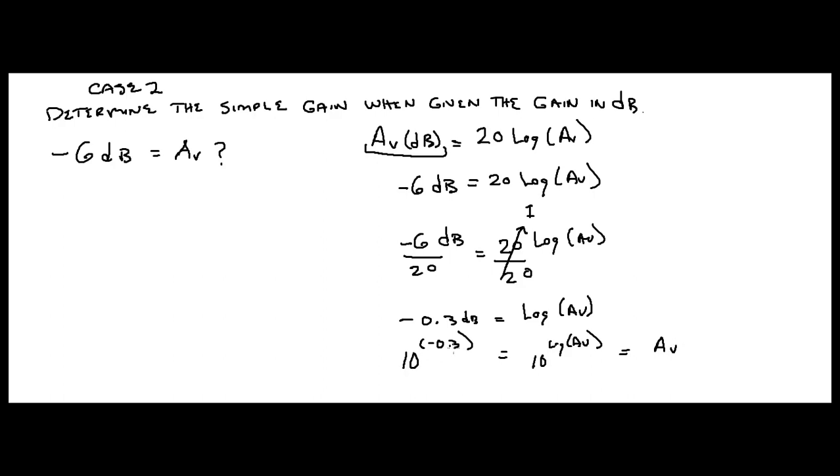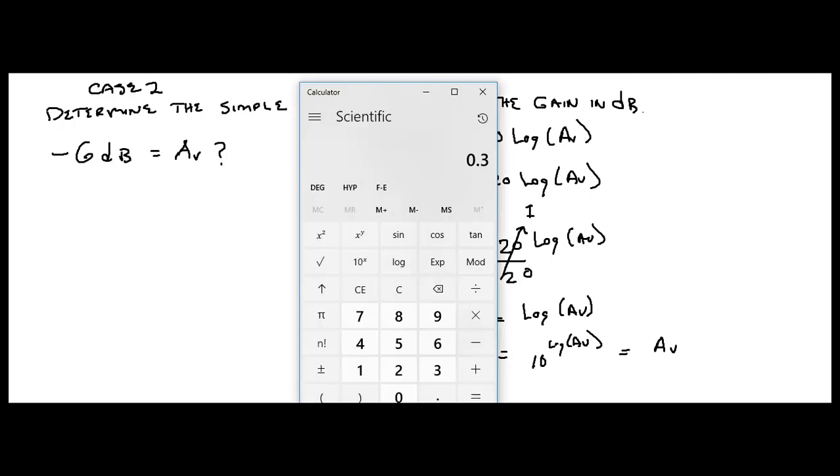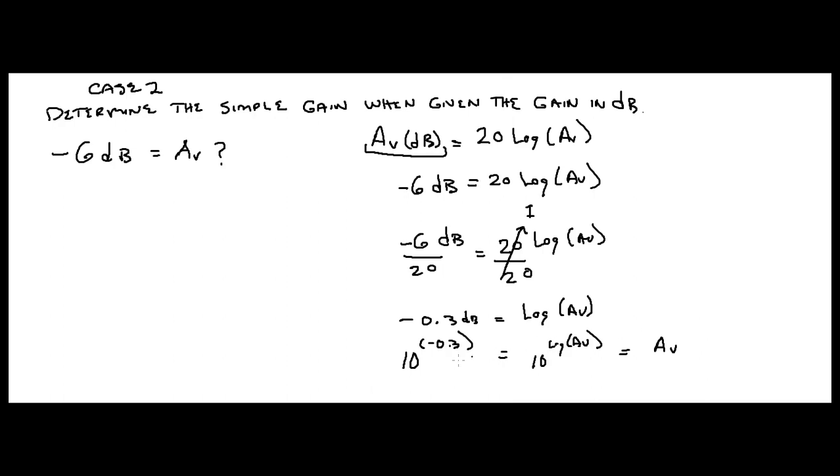So what's 10 to the 0.3 here? Let's solve that. Oh, we're going to make it a negative, so it's negative 0.3, and 10 to the x, it's equal to 0.5, isn't it? So when we solve this, we're saying 0.5 is equal to AV. And there's your answer. There's your simple gain right here, right? And there's your decibel gain right there.